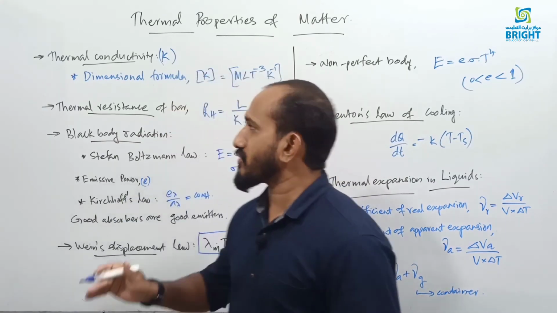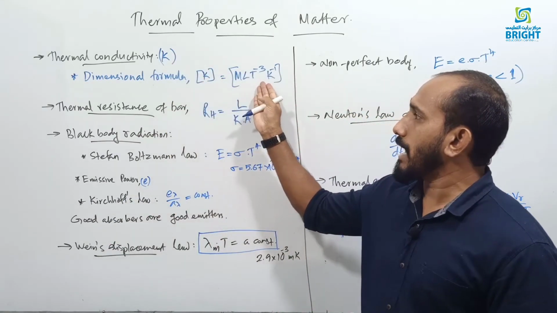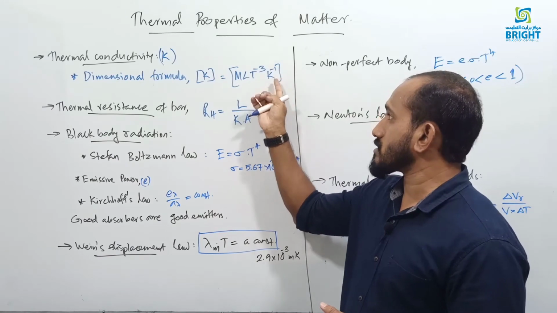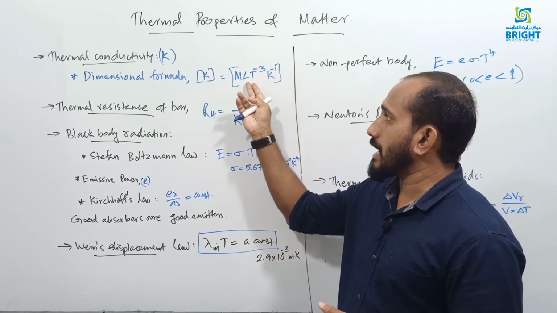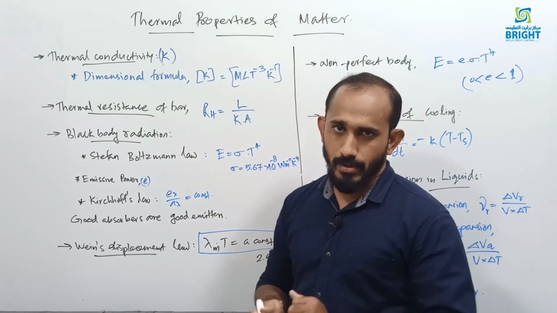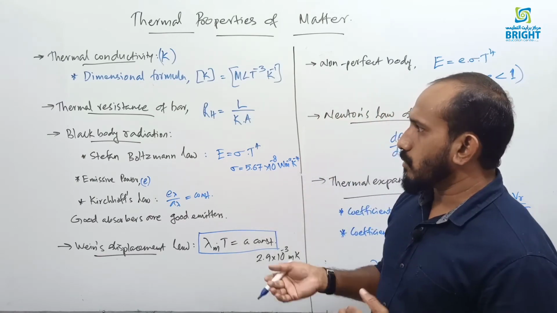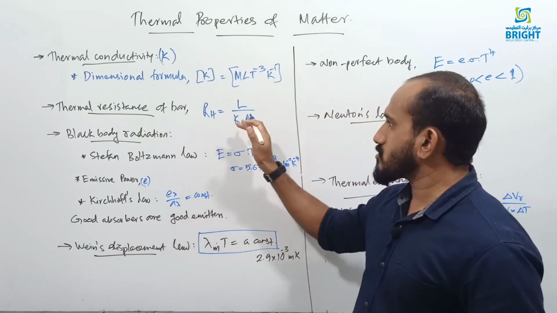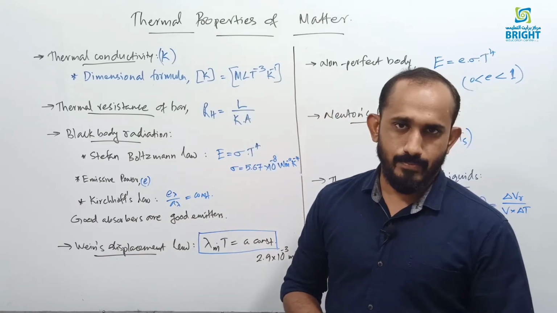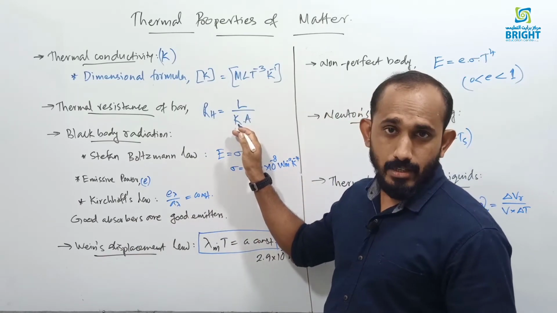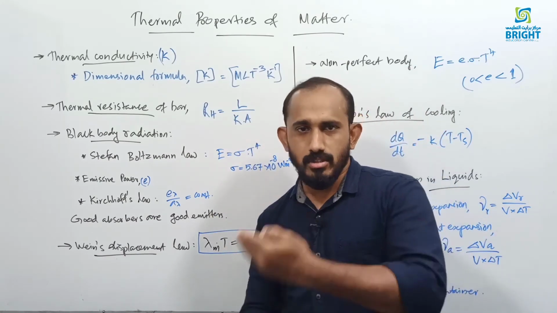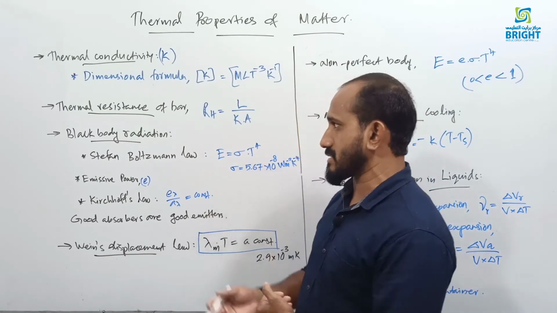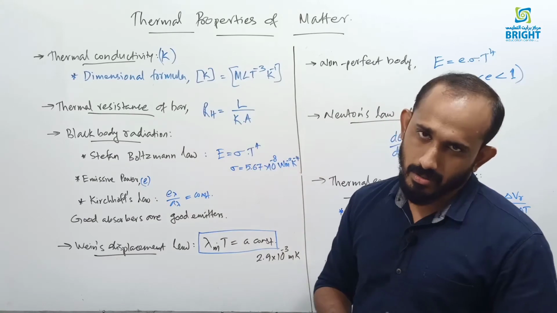Now, what is the dimension of conductivity? K is actually M L T power minus 3 K inverse, where K is for Kelvin, T time, L length, M mass. From this term, one idea you can get is the thermal resistance of a bar, of a rod. R_H is equal to L by K A, where K is the thermal conductivity again. So thermal conductivity is opposing the concept of thermal resistance. R_H is equal to L by K A.